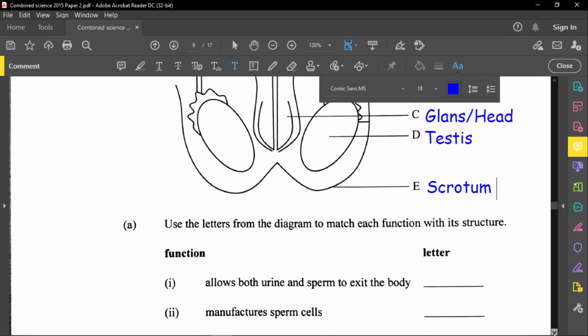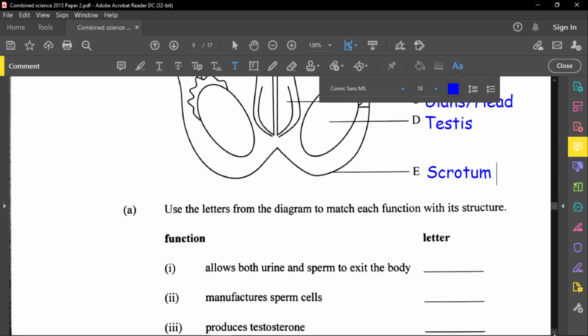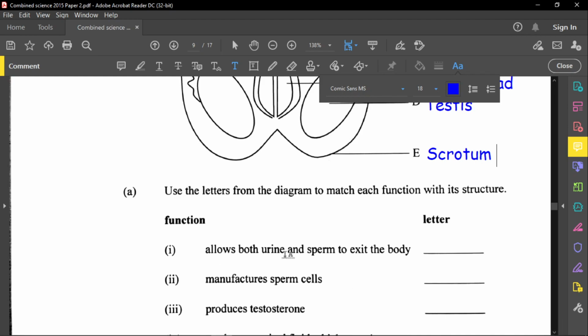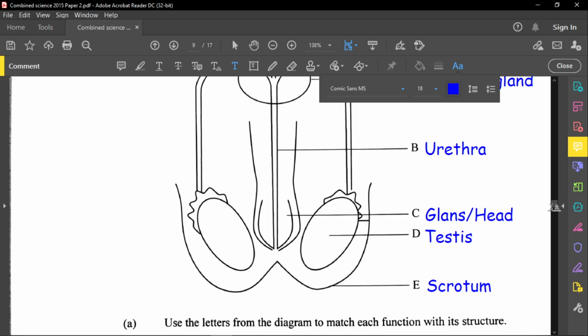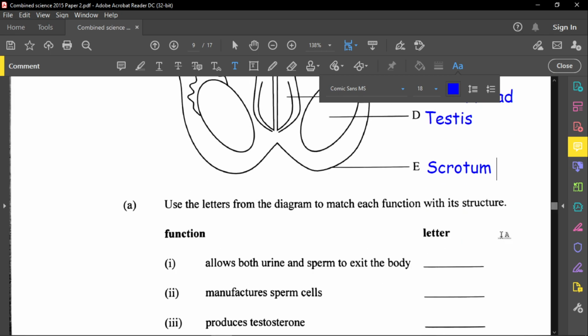Now for part A, it said use the letters from the diagram to match each function with its structure. Function one said allow both urine and sperm to exit the body, and this is the urethra. So that is B. It said manufactures sperm cells, and this is the testes. The testis will be the correct answer here. So this is D.